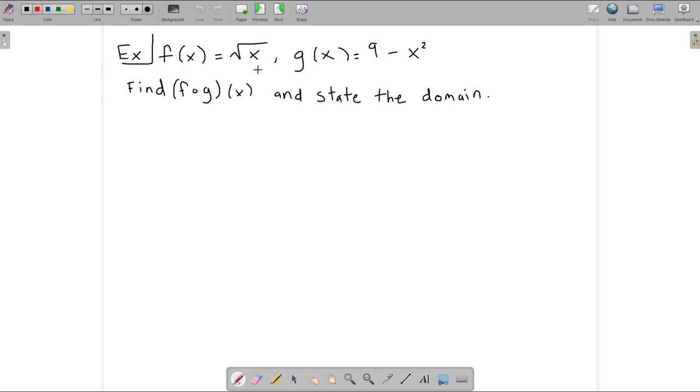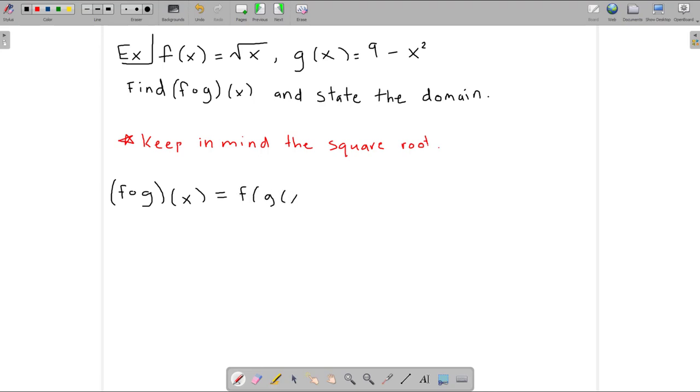So why don't we next take a look at an example that has a less straightforward domain. So again, the first thing to keep in mind is that square root. So just have it in the back of your mind when we're solving for the domain. But first, let's just find f of g of x. So again, f of g of x is f evaluated at g of x. And be careful to keep the order straight. F of g is f evaluated at g.